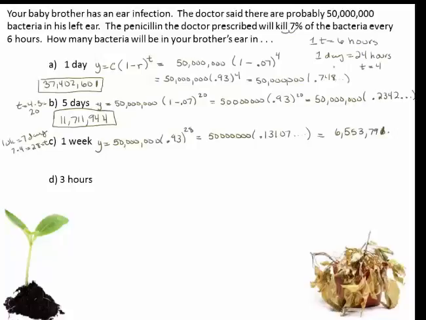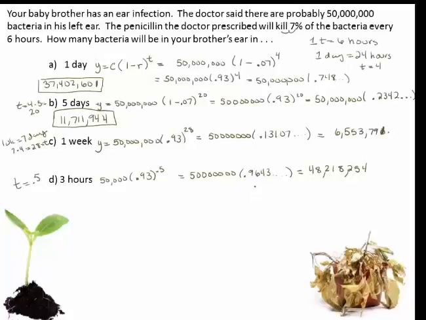If we had only gone 3 hours, that's half of t. So t would be 0.5 for 1/2. If I raise 0.93 to the power of 0.5, I'm going to get 0.9643, etc. So let me just write in my 50 million times that. And I did round that to the nearest whole number, so there would have still been 48 million bacteria at the end of 3 hours.